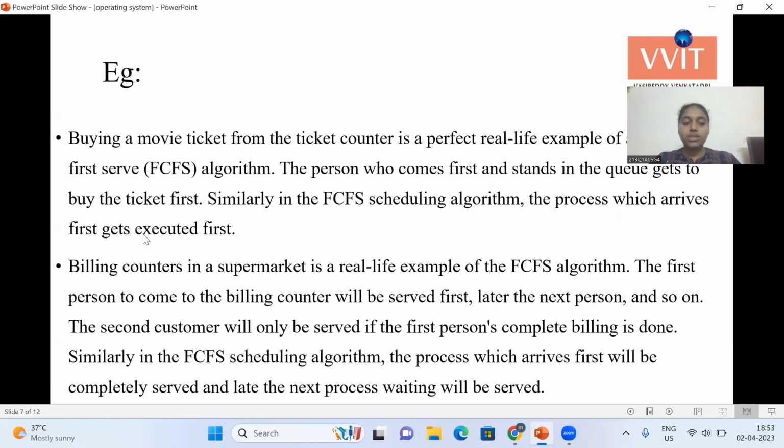Another example is billing counters in a supermarket. It is a real life example of first come first serve algorithm. The first person to come to the billing counter will be served first, later the next person, and so on. The second customer will only be served if the first person's complete billing is done. Similarly, in this scheduling algorithm also, the process which arrives first will be completely served, and later the next waiting process will be served.